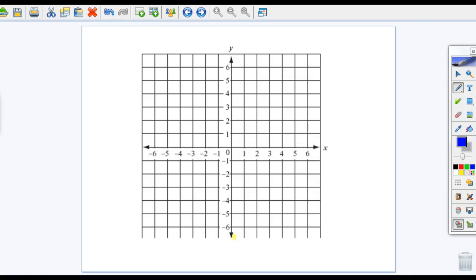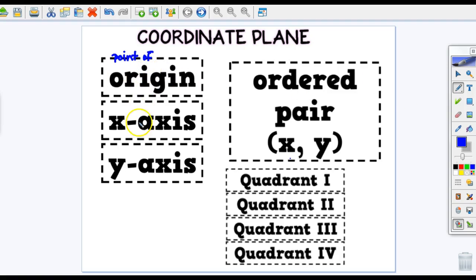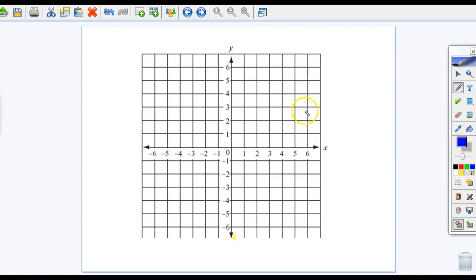Okay, so starting with our first word, origin, y-axis, and x-axis. Our point of origin would be the center point, right in the middle. And our point of origin, or origin, has the ordered pair of 0, 0. That's my origin. Okay? So then we have some axes.